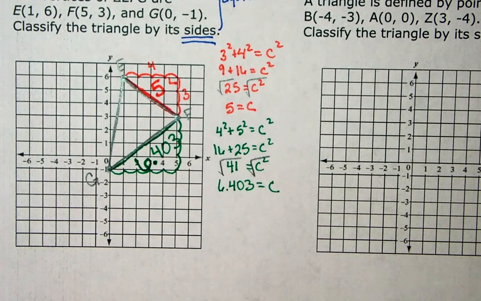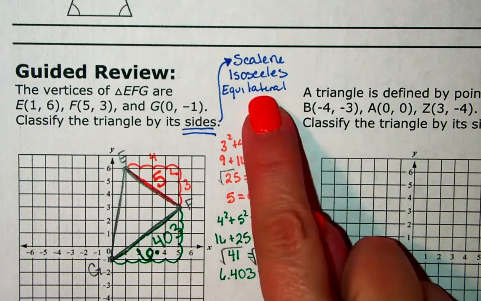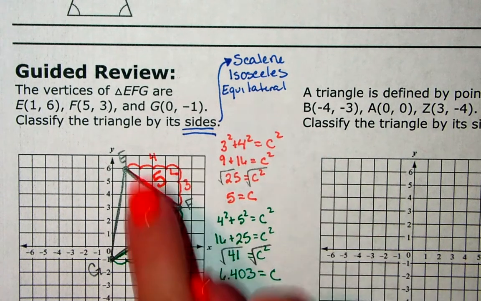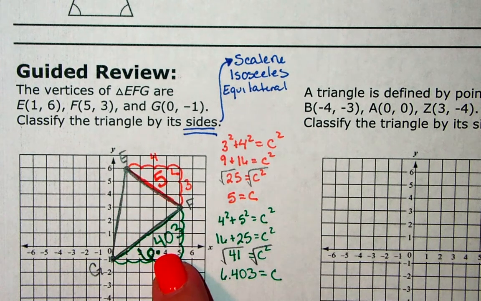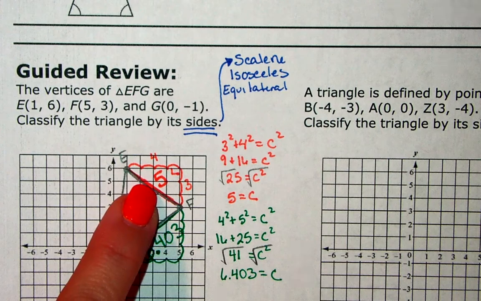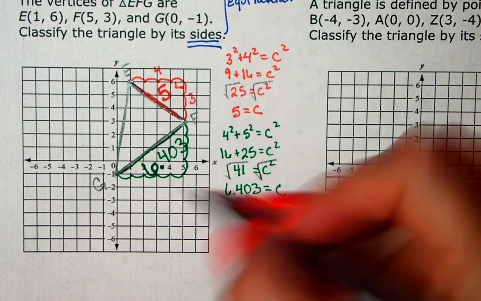Because, you know, we can for sure rule out equilateral, because these two are different. So it's definitely not equilateral. But let's see if this third side is 6.403, if it's really the square root of 41, or if it's 20, or if it's 5, then we know we're going to have an isosceles triangle. So let's see what this last one is.